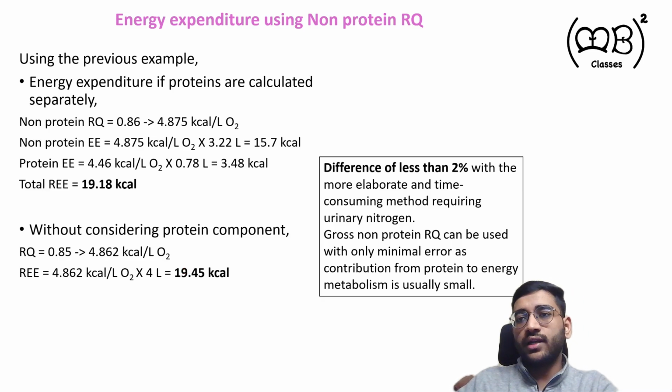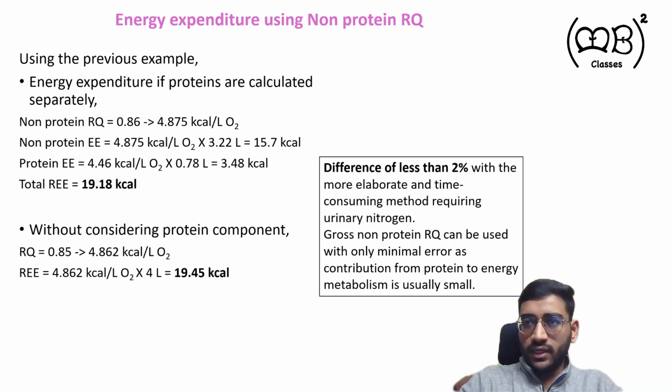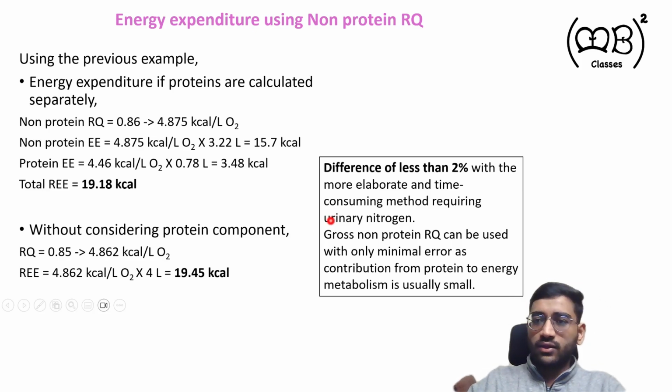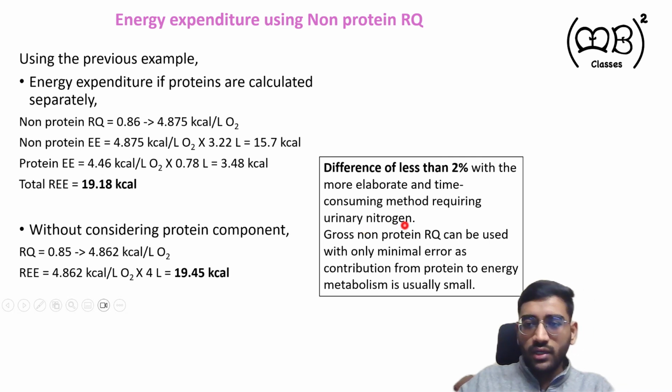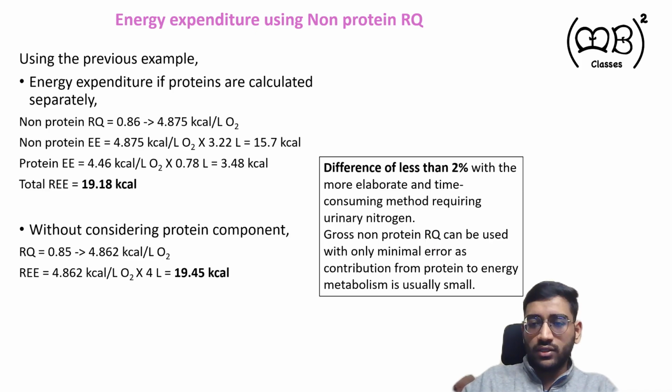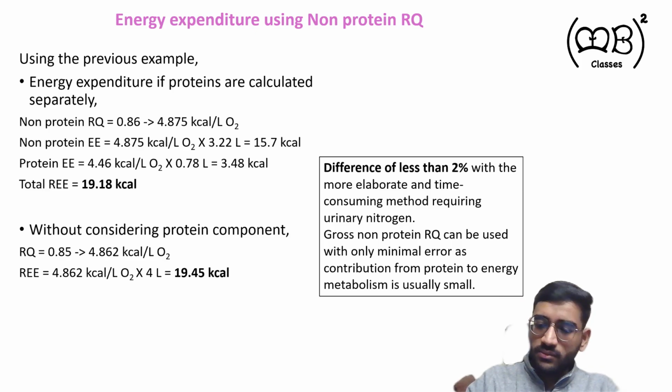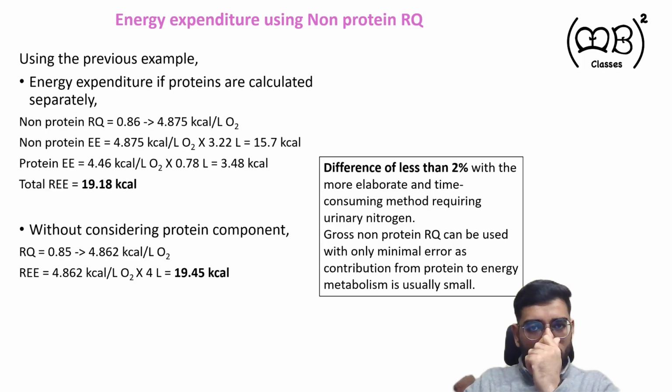Also, I required the nitrogen excreted, urinary nitrogen, which I need to calculate. So using all these extra and cumbersome steps, I got maybe 1 or 2% more accurate results, which is not required. So whenever we are doing calculations, we can use a grossly accurate non-protein RQ. Whatever the diet is, we can use it as a non-protein RQ and calculate the energy with minimal error, because the protein component does not cause that much energy metabolism. It's very small. Okay, so this was a little detailed part of RQ.